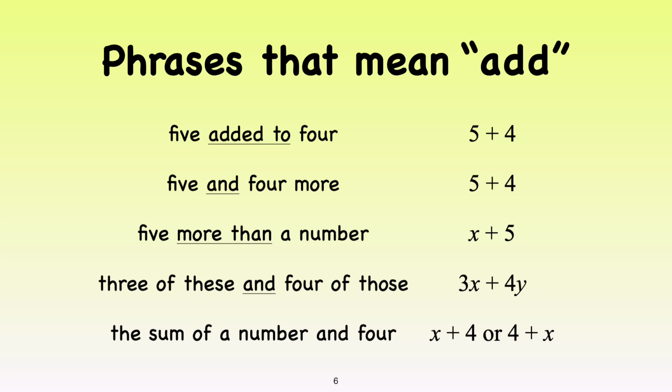5 and 4 more is 5 plus 4. 5 more than a number. More than in this case means add. 3 of these things and 4 of those things. When we have two different kinds of things, we're going to let some of them be x's and some of them be y's. And we'll have 3 of these, and 4 of those.